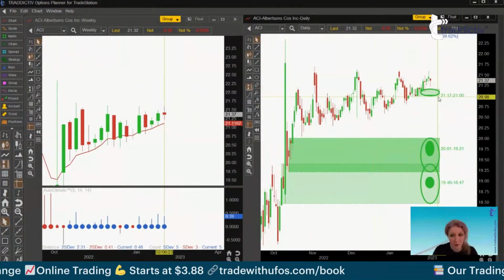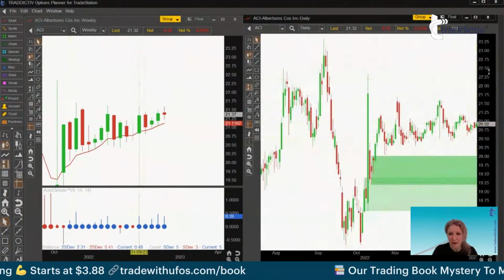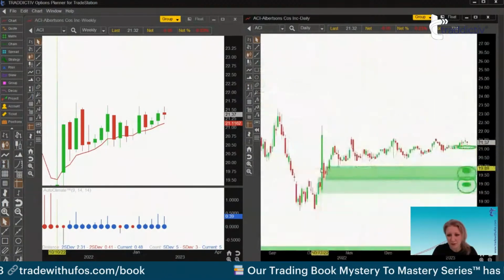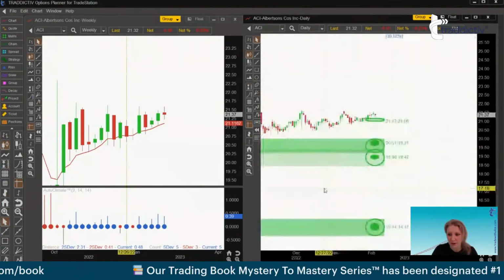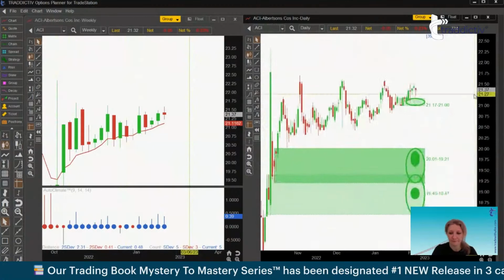We do have one on this one. This is the daily chart. If it's finished loading, which it looks like it has, I actually wouldn't trade this. And I'll tell you why.